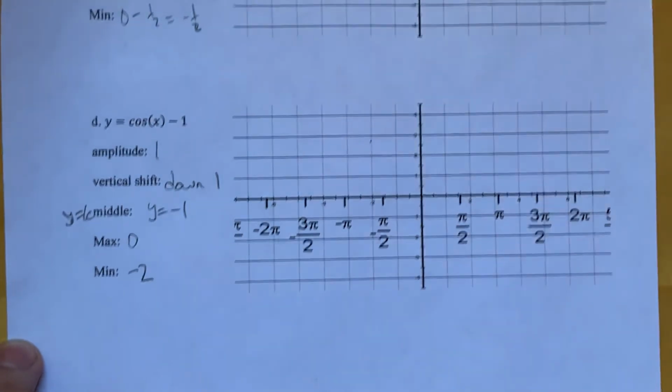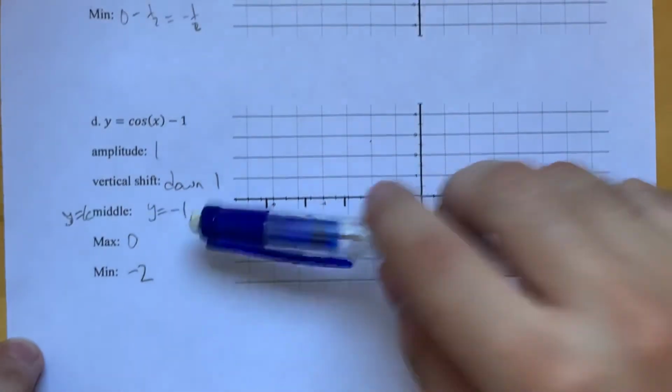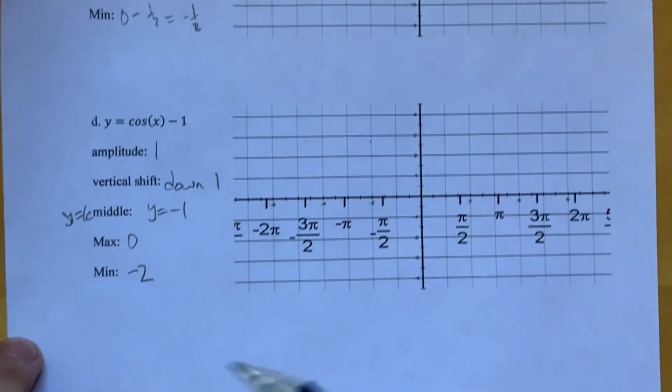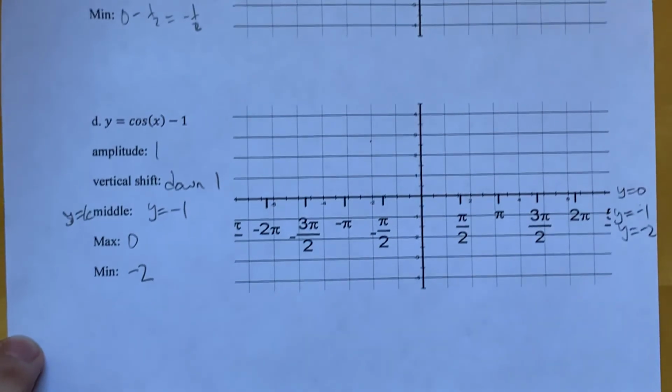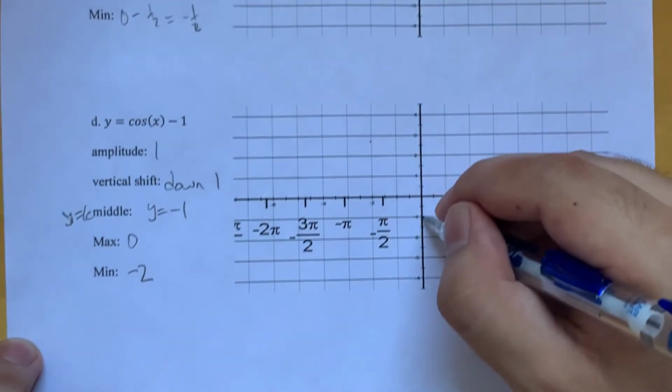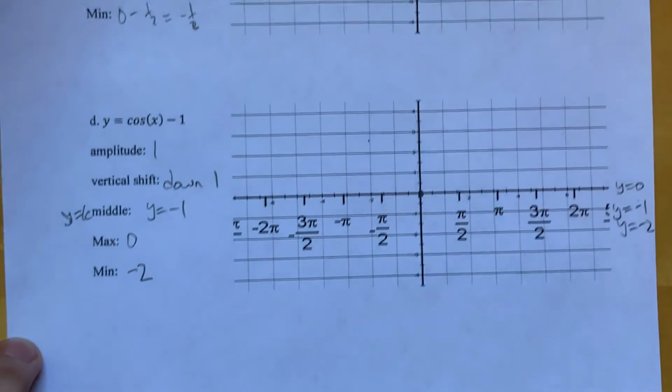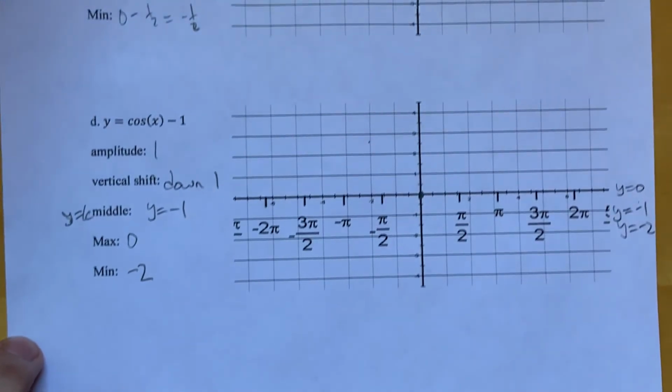K plus a, k minus a. So -1 plus 1 gives you 0, -1 minus 1 gives you -2. So we're going to have y equals 0. So therefore, our new middle center is going to be y equals -1, and then y equals -2. Right? So we're going to start at 0, 0, surprisingly, because that's our max.